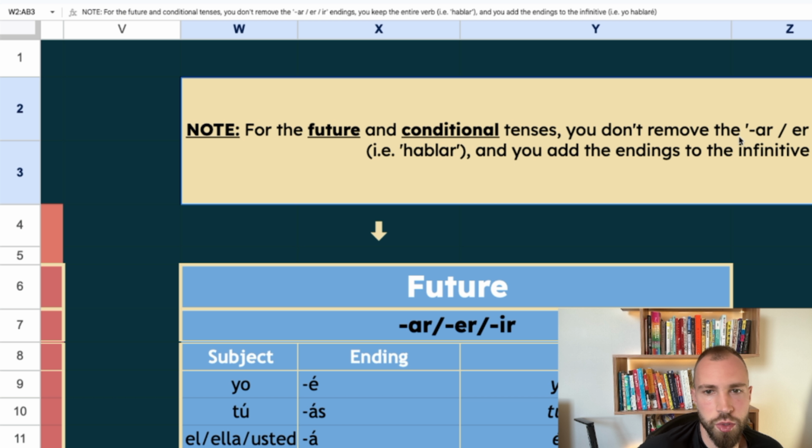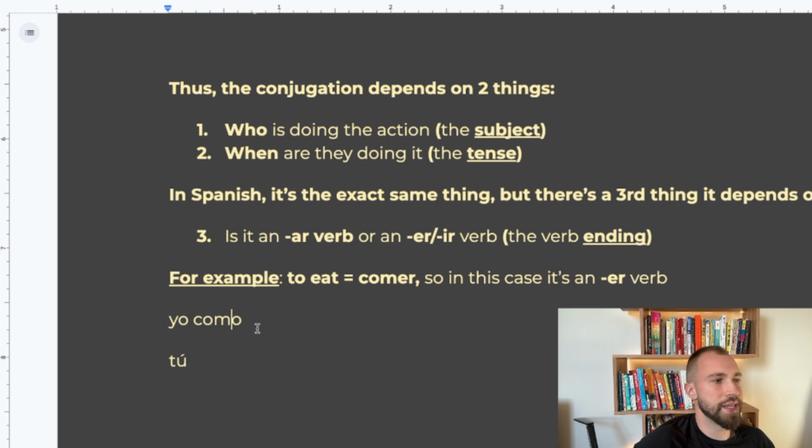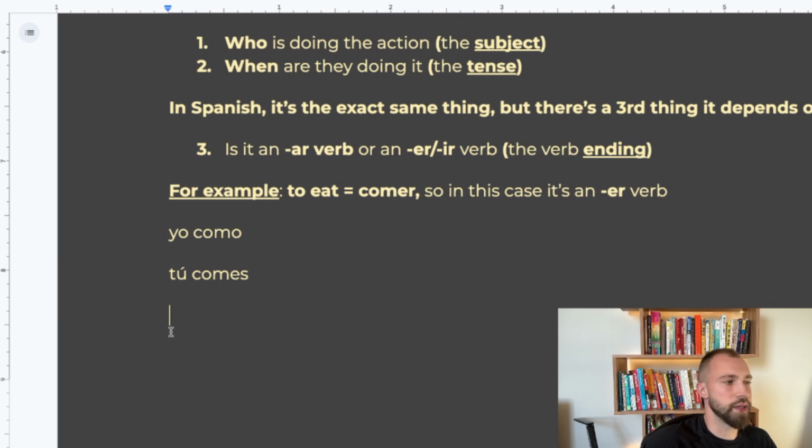Now you might be asking, what is the infinitive? The infinitive is the unconjugated form of the verb. The conjugated forms would be yo como, tú comes, etc. But the unconjugated form is comer. In English, the infinitive, that's what it's called, the unconjugated form, always comes with a to before the verb, to eat. Vivir is to live.